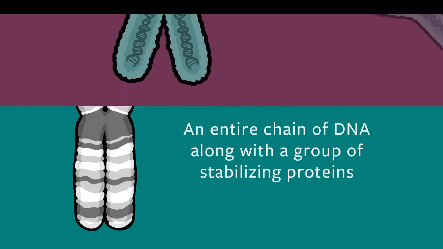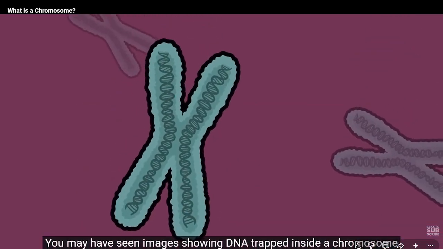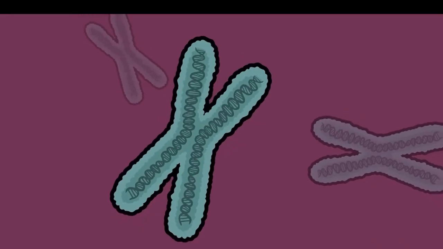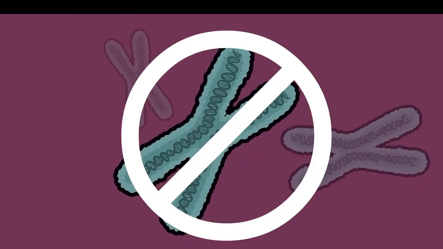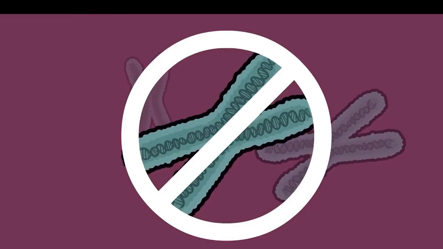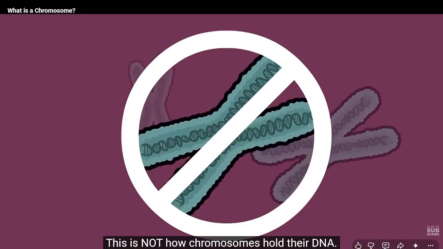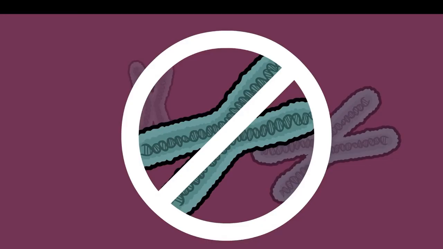When you get this X-shaped chromosome, there are actually even more stabilizing proteins, but we're not going to worry about those names, okay? You may have seen images showing DNA trapped inside a chromosome, sort of like this. This is not how chromosomes hold their DNA. That is wrong. It's not just a single strand along each side of the X. That's not what it's like.